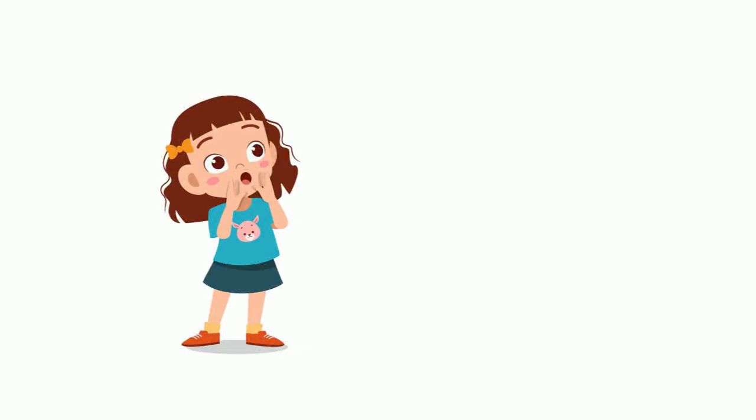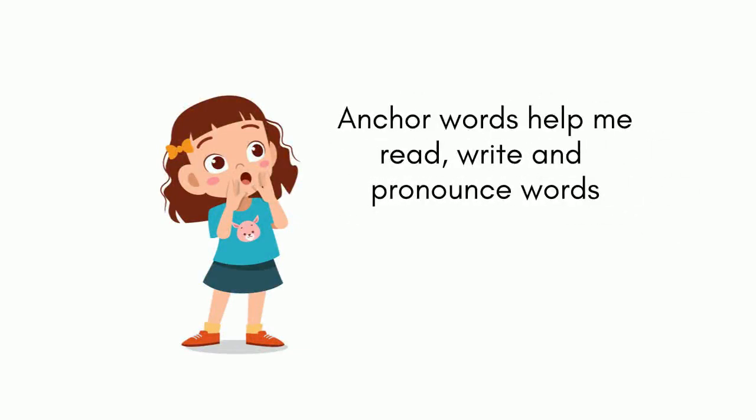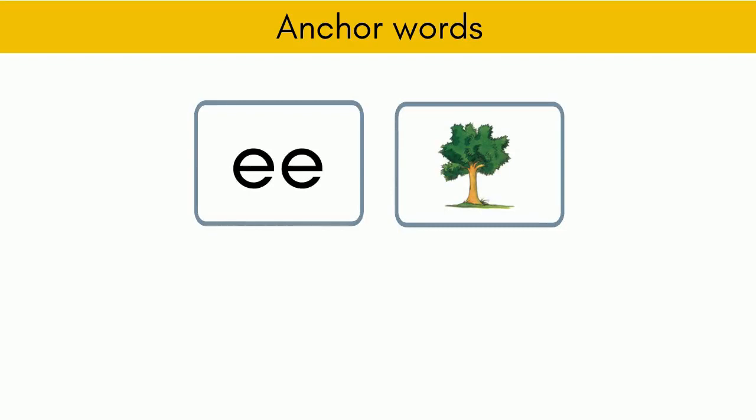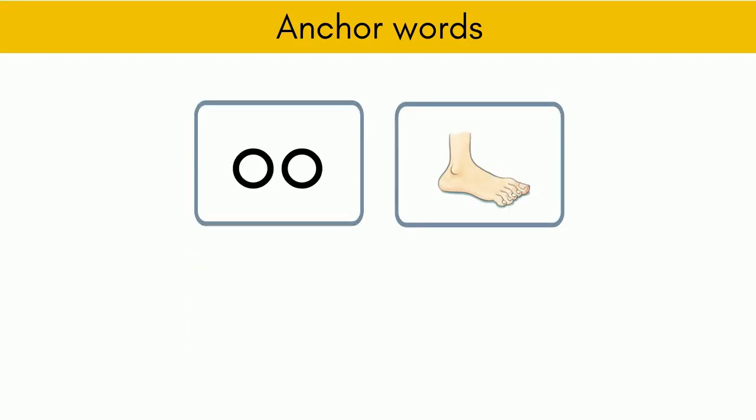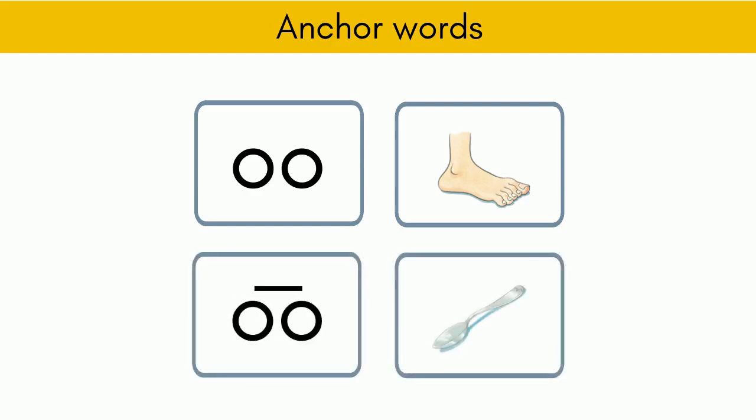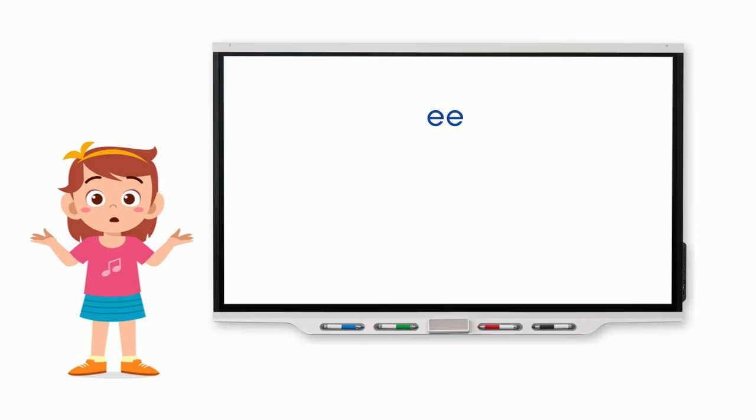Phonics families of this kind can be introduced through anchor words in the same way that vowels and consonants were. Here are some examples. E, tree. Ah, car. Foot. Oo, spoon. Some children can immediately read words such as green after learning the combination E. Other children need to go through the same steps as with the basic vowels.